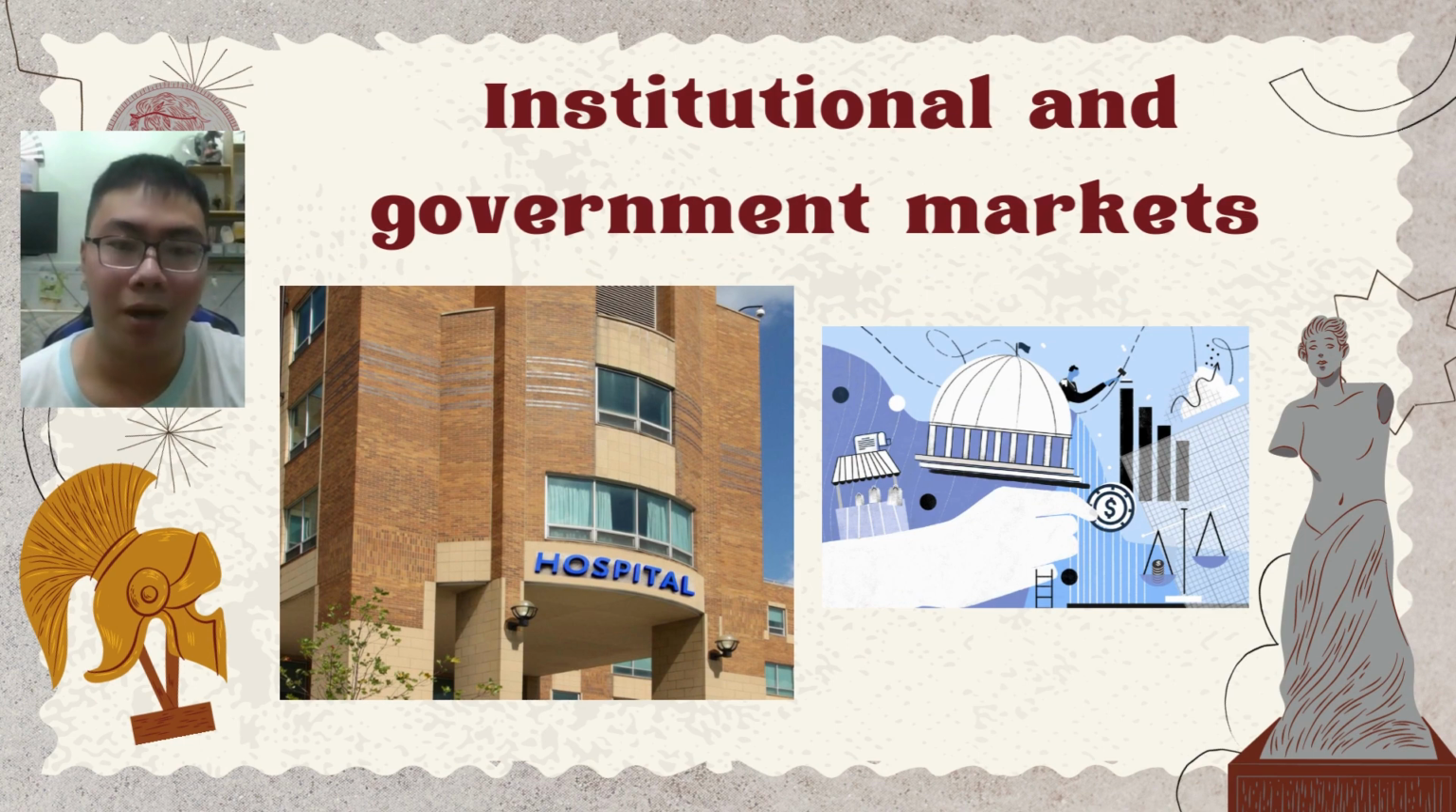Institutional market is a market consisting of schools, universities, hospitals, charities, clubs, and similar organizations which buy goods and services for use in the production of their own goods and services. So, what is the government market? A government market is a market where the customers are federal, state, and local governments.